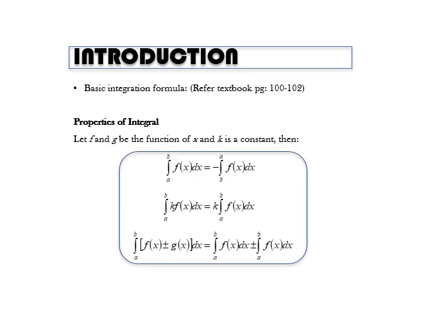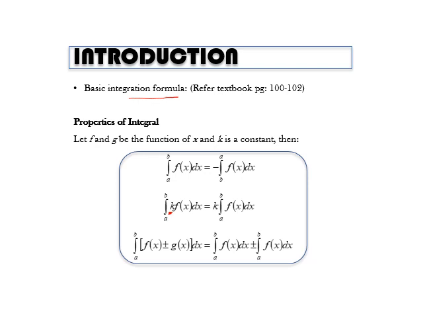Okay, so these are some properties of integral. You can refer to textbooks for basic integration formulas. If we want to integrate a definite integral from a to b, it is equal to the negative of the integral from b to a. If we have a constant k, we can put the k outside of the integral. And if we have addition or subtraction, we can separate the integral.